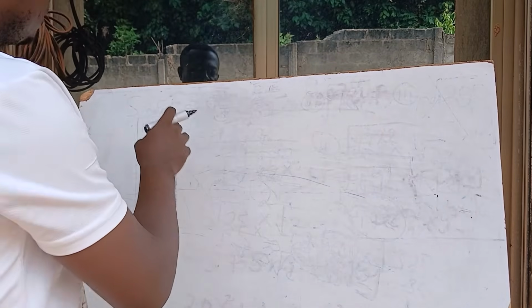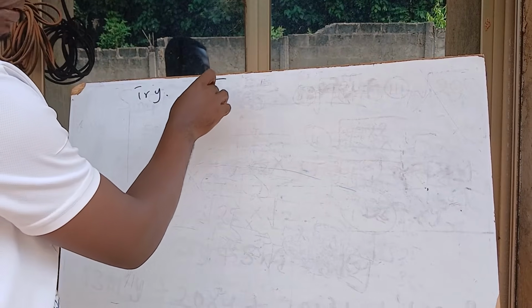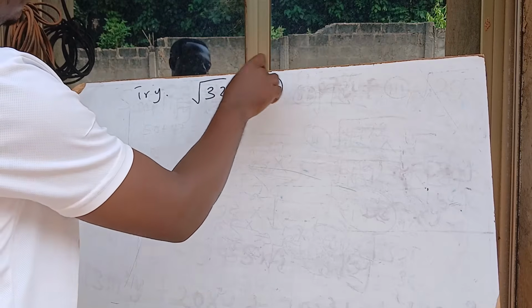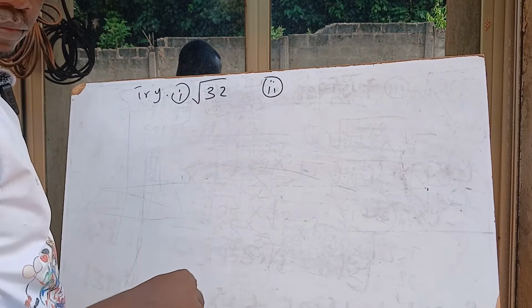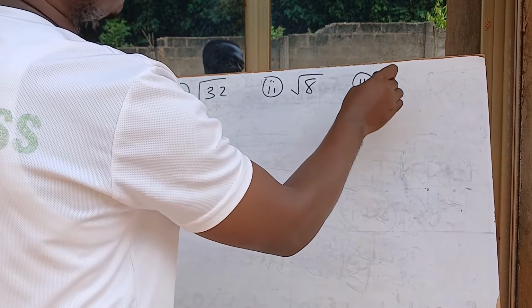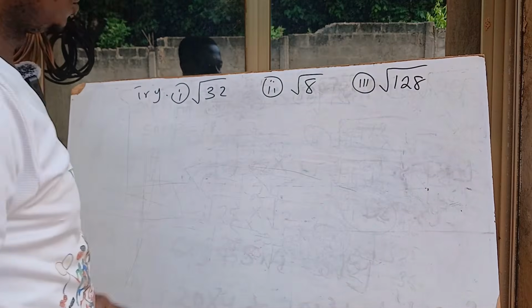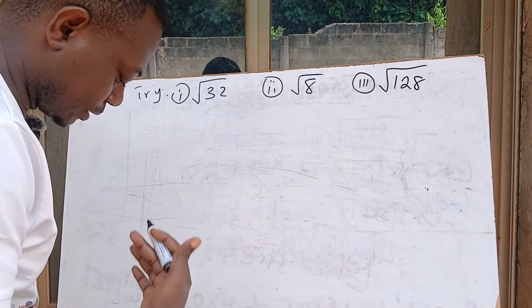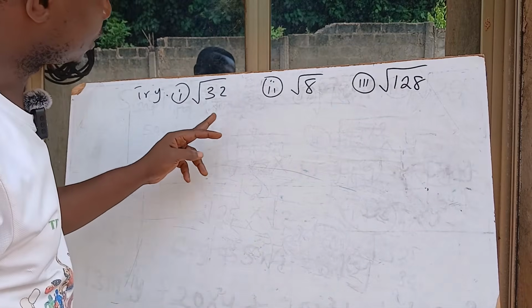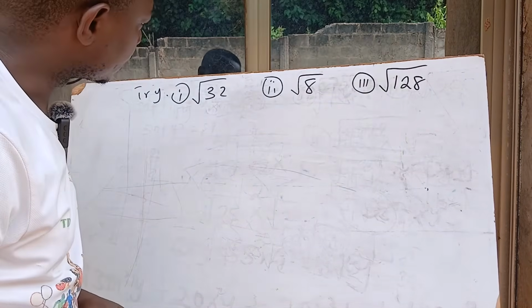Now you can try the following. You can write the answers under the comment section below. That is square root of 32, 8, and 128.